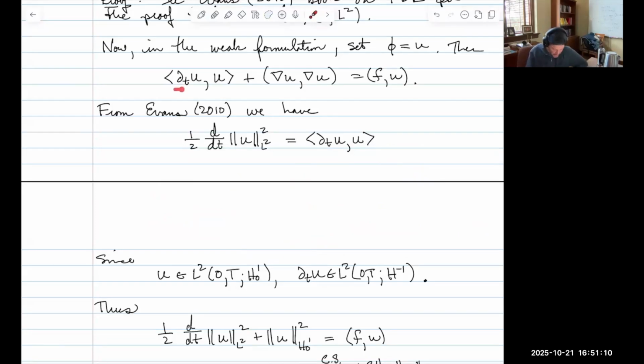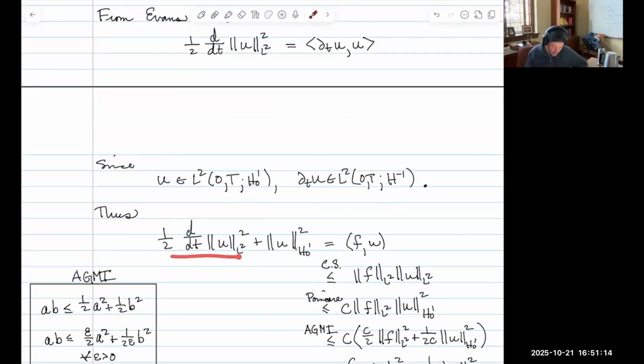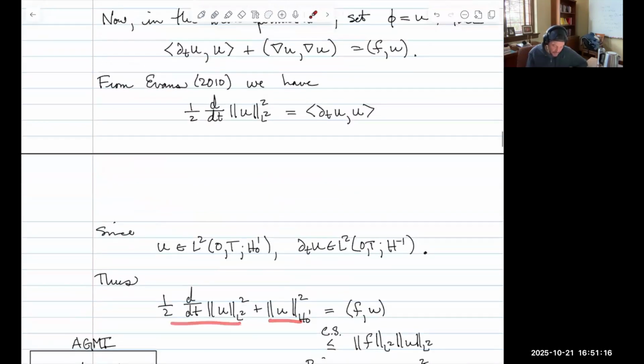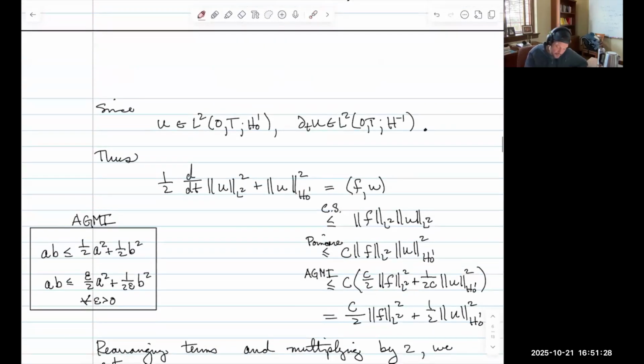All right, so this term just turns into that. So let's replace it. There we go. Now this term, what is that? That is the H01 norm squared. And this is still the inner product of F with U. Now again, it's the spatial inner product. We're not talking about any temporal inner products or anything more fancy than that.